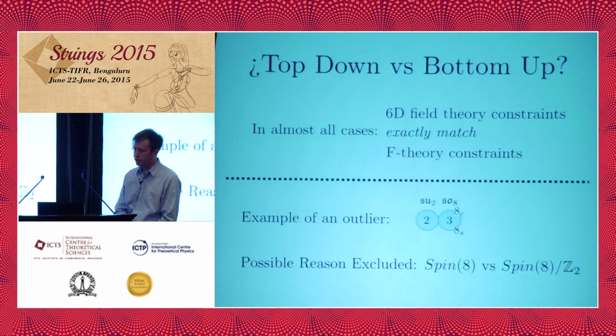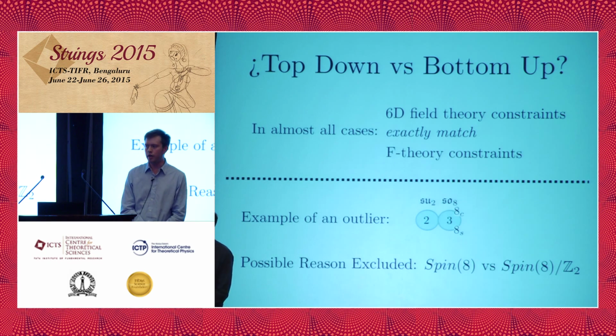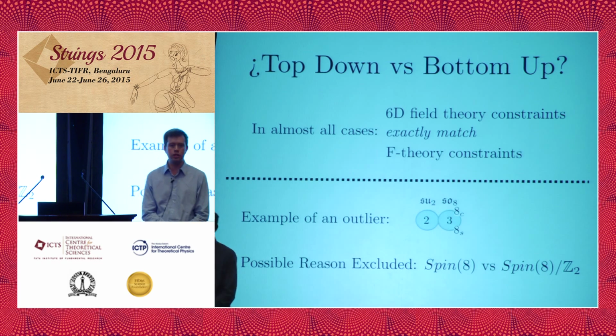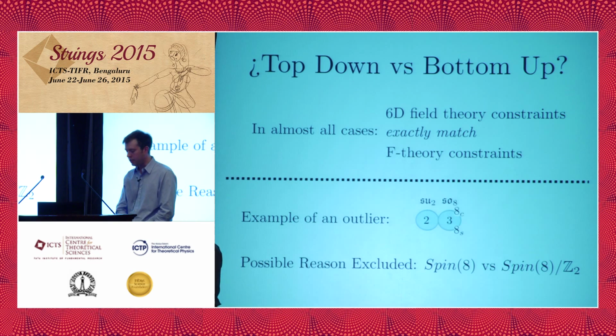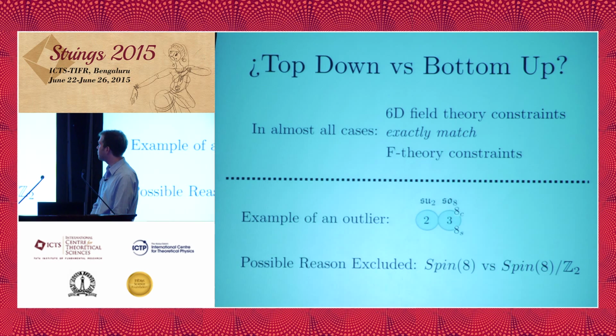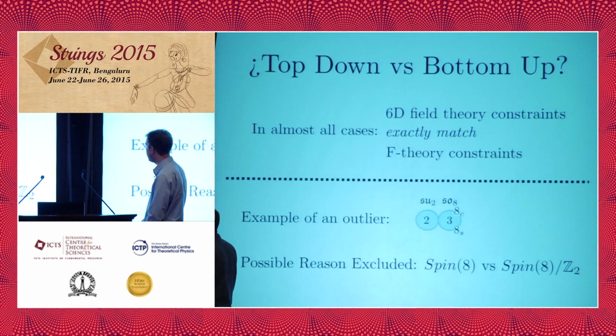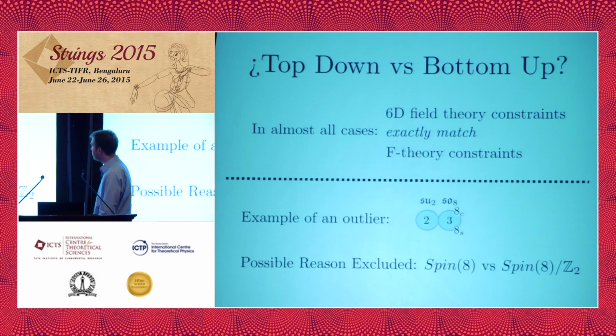Now, one thing is that what I've done so far is focused on a top-down construction. And I mentioned at the beginning that there were still a few gaps between what the field theory says and what the F theory is saying. And here's an example of one of these. Basically, it's an SO8 gauge theory. It has an appropriate number of fields in various spinor representations as well as a vector. And it's an outlier.